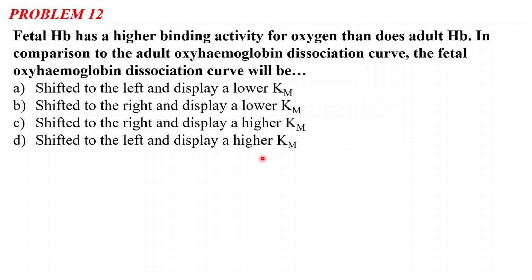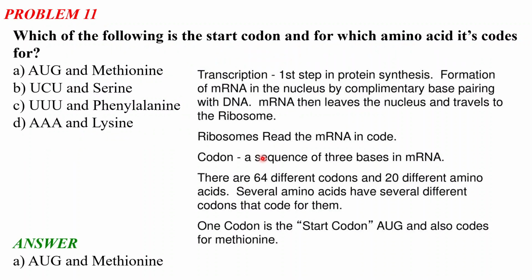Fetal hemoglobin has a higher binding activity for oxygen than does adult hemoglobin. In comparison to the adult oxyhemoglobin dissociation curve, somebody wants to join.